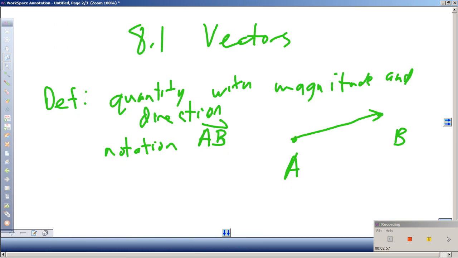Now, other notation that you may see is something like this, a single lowercase letter, and another one is a bold letter. So you might also see just a bold A, as I'm trying to do. Typically when you see bold letters, we're talking about vectors.